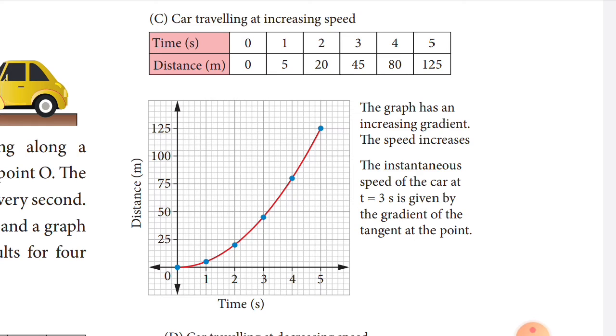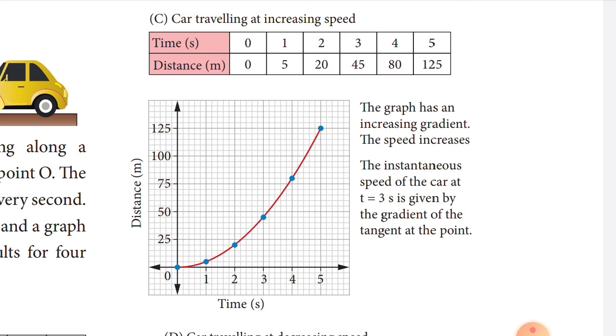3, 45 here. Okay, x-axis. Each line indicates 5 meter. 45 here. Again 4, 80 here. Then 5, 125 here. So you take a slope. Okay, small. You just join a line. So here this graph has increasing gradient. So the speed also increasing.